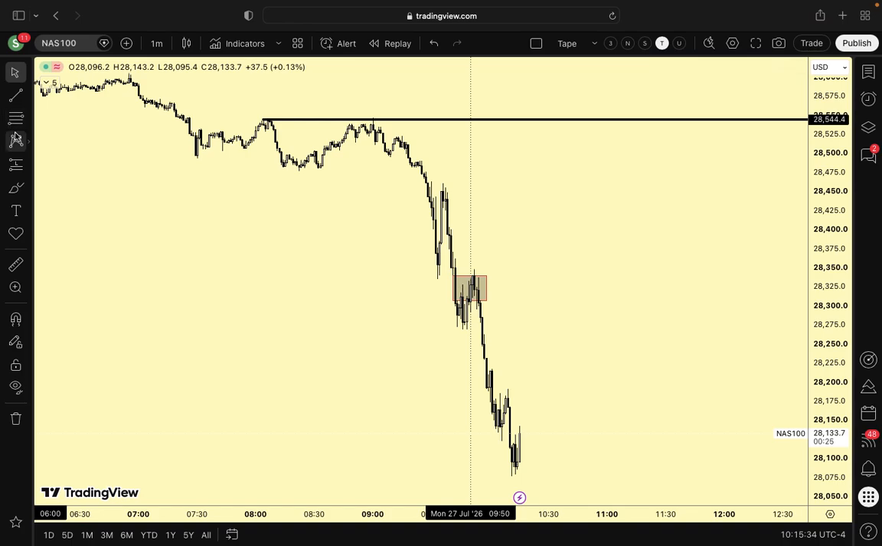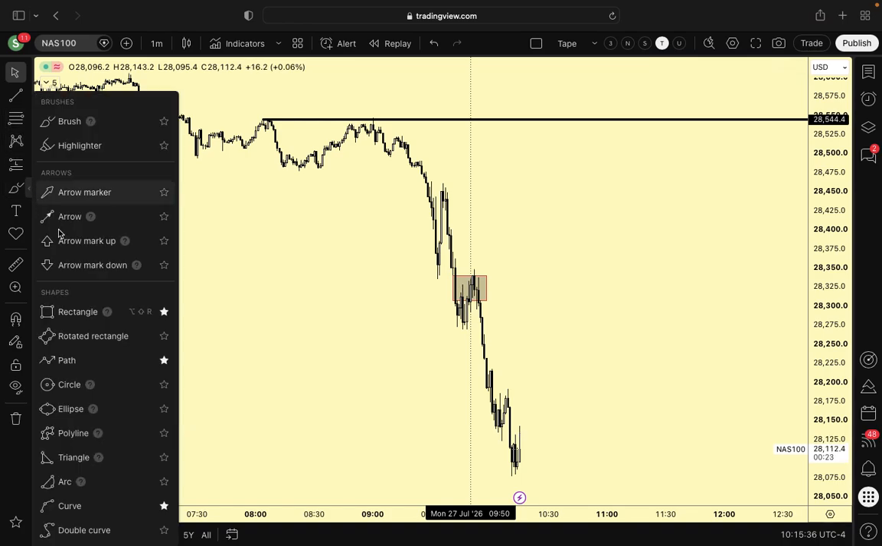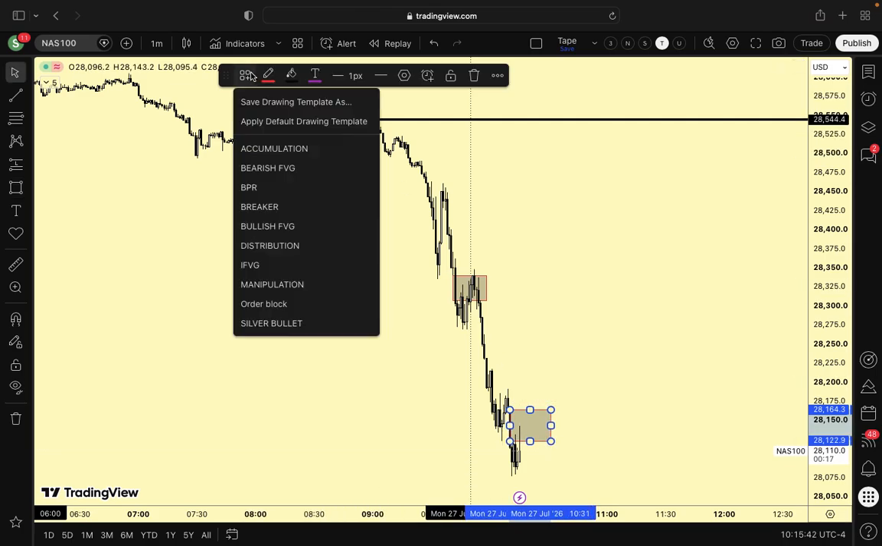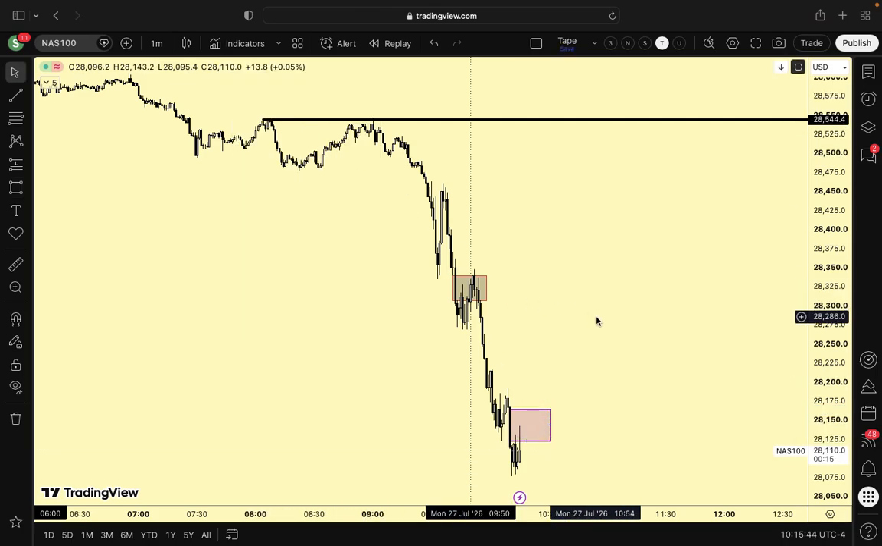Just a sidebar, something that I'm seeing panning out now. If by any chance we are to invert this fair value gap here, let me do it like this, apply default. If we are by any chance to invert this purple fair value gap here, then we're shooting for that. But I just put that there for now.